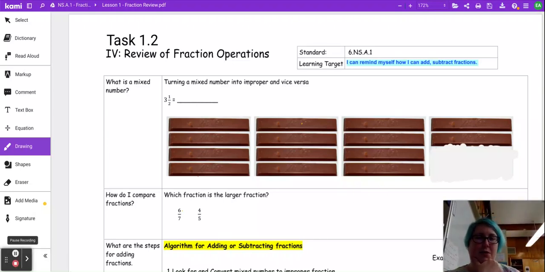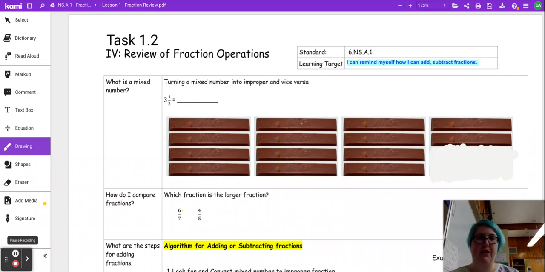Hello, folks, and welcome to task 1.2 in our fraction unit. We're going to remind ourselves how to add, subtract, and multiply fractions. So, we are going to talk about mixed numbers and improper fractions. If you thought fifth grade was the end of it, sorry, folks. We continue forth with fractions. So, let's look at our first question.